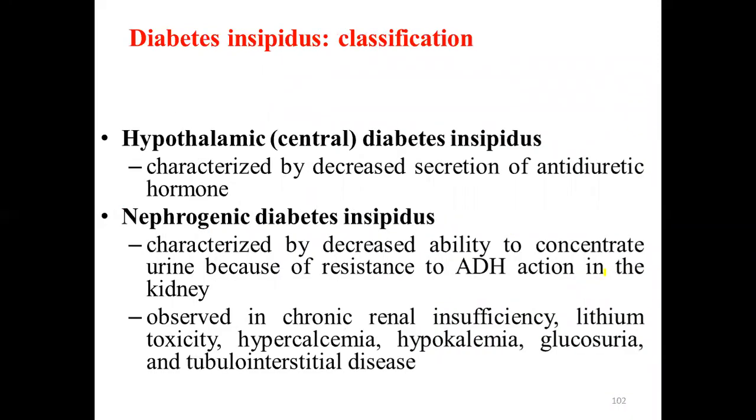Then what are the types of diabetes insipidus? We have two types of diabetes insipidus, central and nephrogenic. Remember, ADH is produced centrally in the hypothalamus, and it is stored in the posterior pituitary, then it will act in the kidney. This is how the normal physiological process happens in the body.